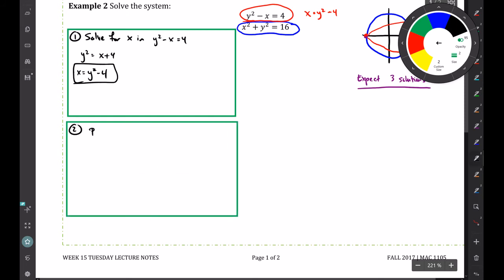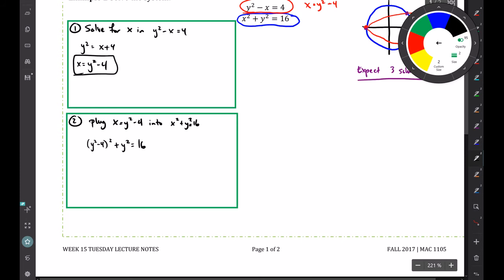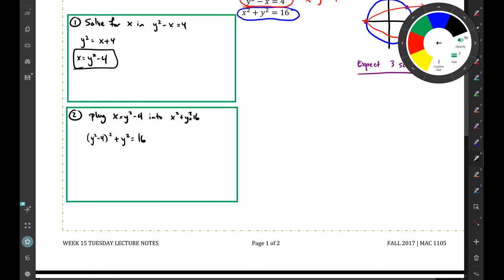So plug x equals y squared minus 4 into the circle equation, which is x squared plus y squared equals 16. And so that will give me y squared minus 4 squared plus y squared equals 16. And now I need to kind of FOIL that out and simplify.